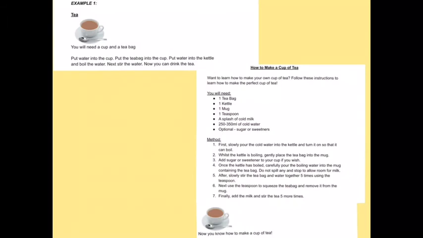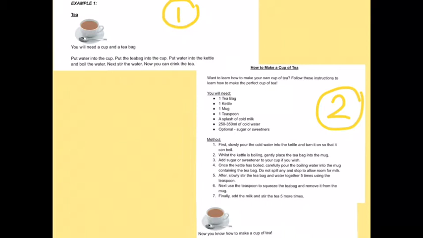So here are your two examples of instructions. Here's example 1 and here's example 2. Which one do you think is the good example and which one do you think is the not so good example? I think we all agree that this one here is probably the good example. But let's think about why. What is it that makes the second example a good example?